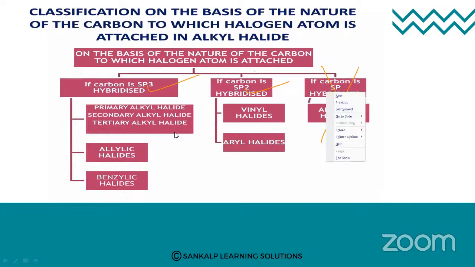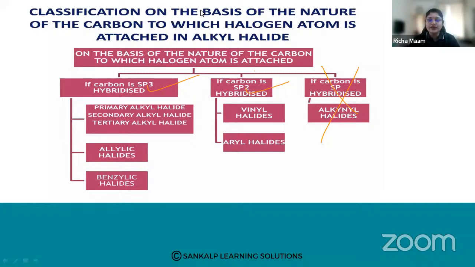So benzylic, where does it come? Benzylic, if the nature of the carbon atom is sp3 hybridized. So what will happen in these compounds? In these compounds, the halogen atom is attached to an sp3 hybridized carbon, next to an aromatic ring.